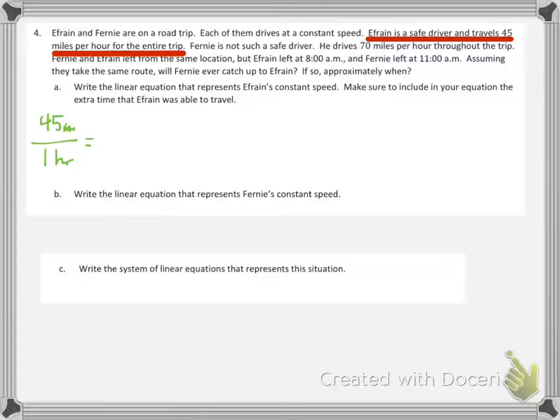Well, we just have to say that's equal to y over x. And then we use the means extremes to say 1 times y, that's y, equals 45 times x, that's 45x. So y is equal to 45x. That is our equation for Ephraim.